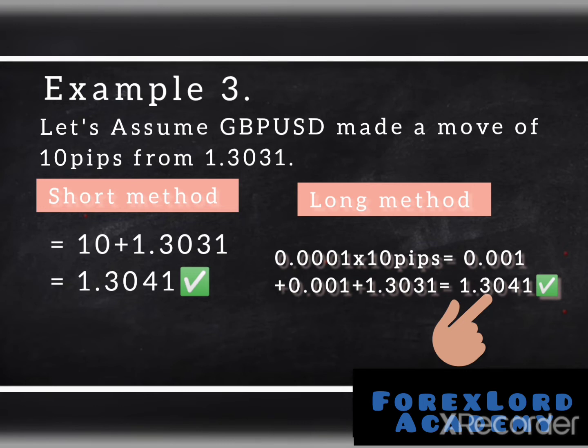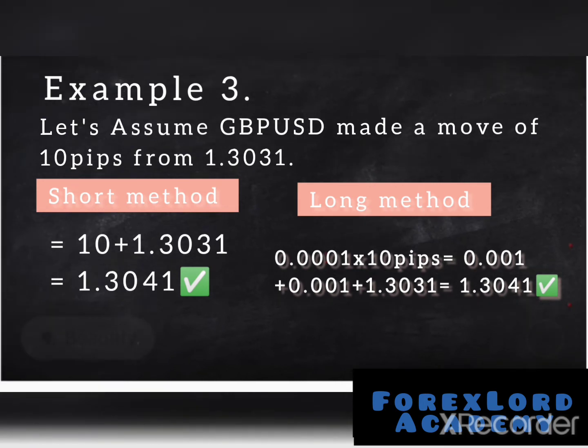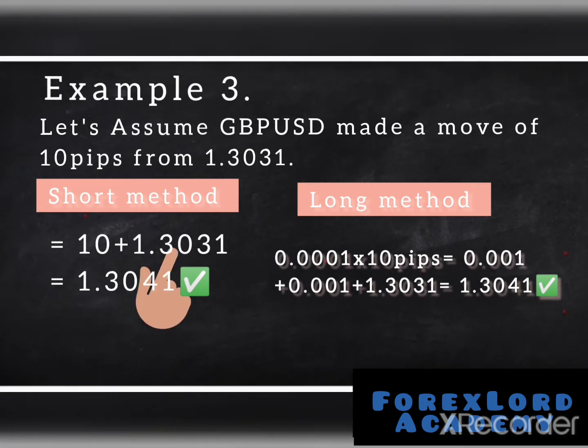Beautiful. And remember, if you wanted to do the short method, you would say, okay, since it made a move of 10 pips and the value of GBP/USD was 1.3031, we simply say 10 plus 31, adding 10 to the last digits, which gives us 41. Short method. If you're good in calculation, you can do that quickly and avoid the long calculation. Beautiful. No big deal.